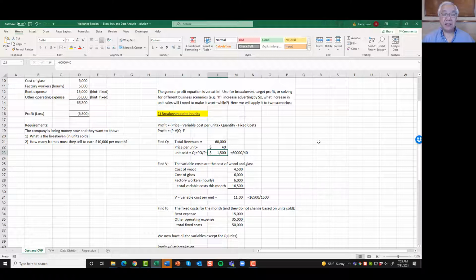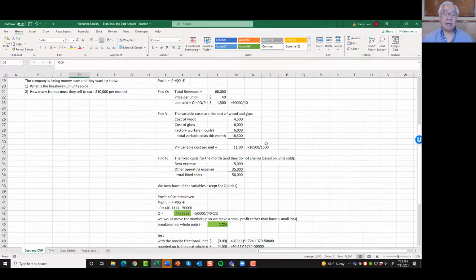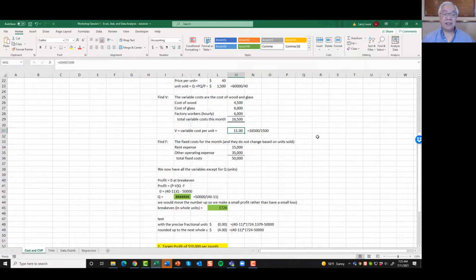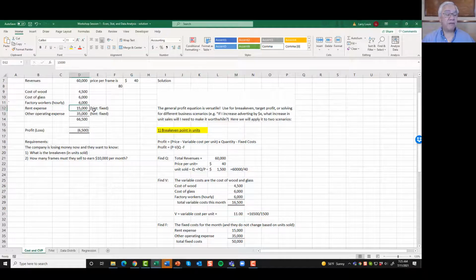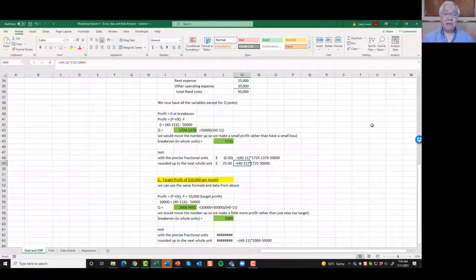To find V, the variable costs, we sum the costs that are variable, and they are these three, and those three combined is 16,500. That divided by the number of units, 1,500, gives us our variable cost per unit, which is $11. Our final missing number is fixed costs. We were given the hint here: the sum of those two costs, which is 50,000. So now we're able to solve for the break-even.